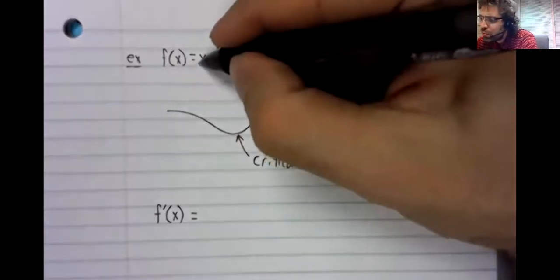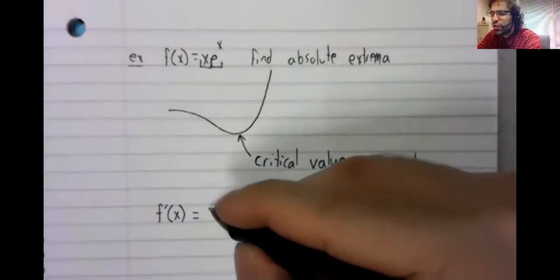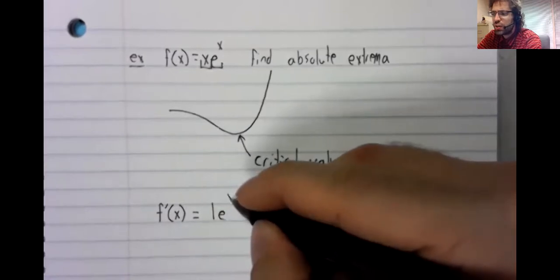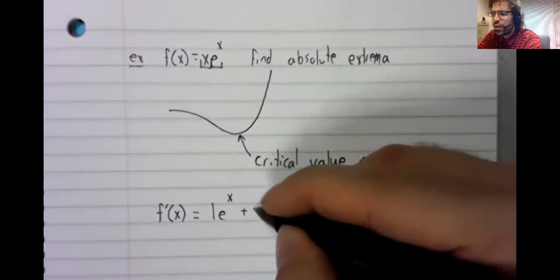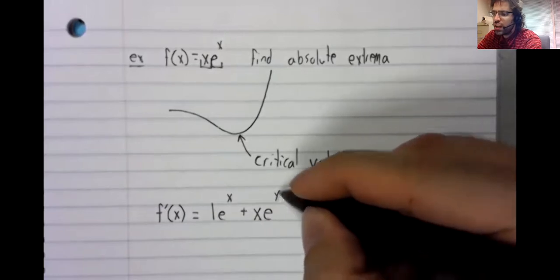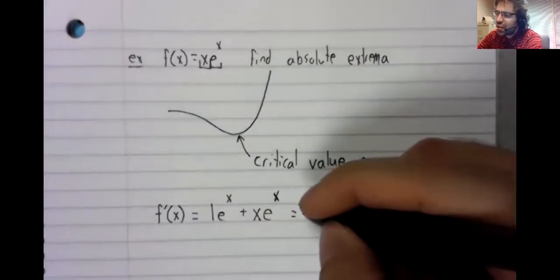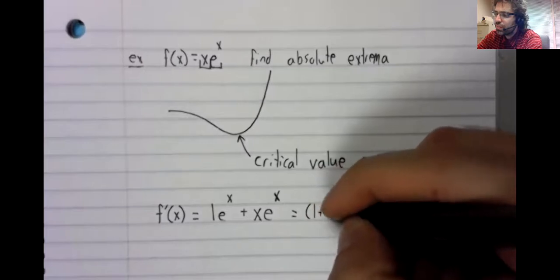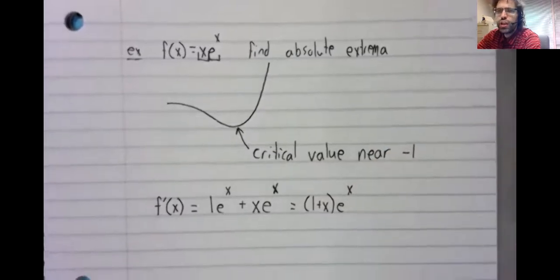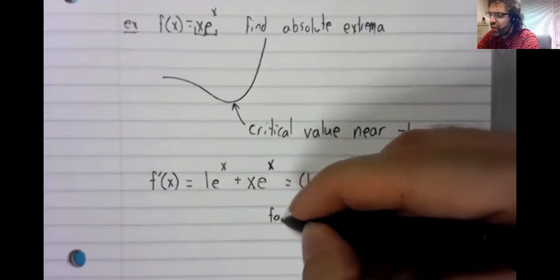This is a product. We've got x times e to the x. The derivative of x is 1. E to the x we leave alone. Now we leave x alone. The derivative of e to the x is e to the x. So here's our derivative.